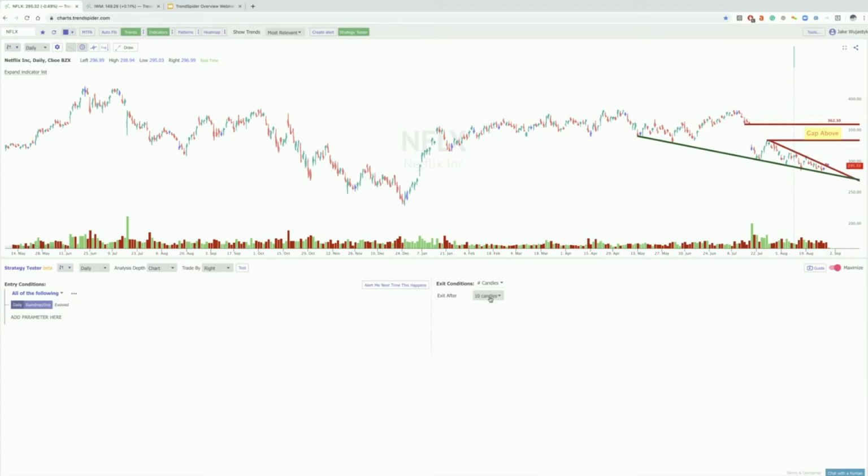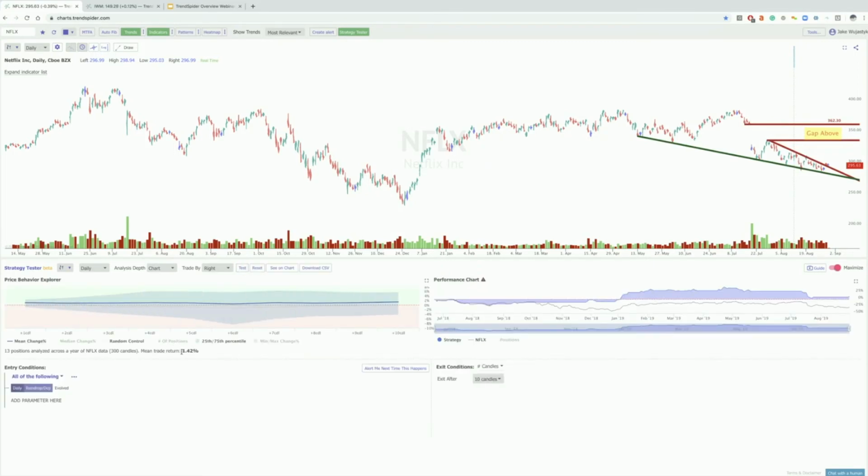So in this case, we'll just do after 10 candles, what is the return when a blue raindrop is formed? We can test that, quickly get a return here. So the average return is 1.42% over the last year of data, with 13 positions happening. And you can actually see that on the chart, every single one.